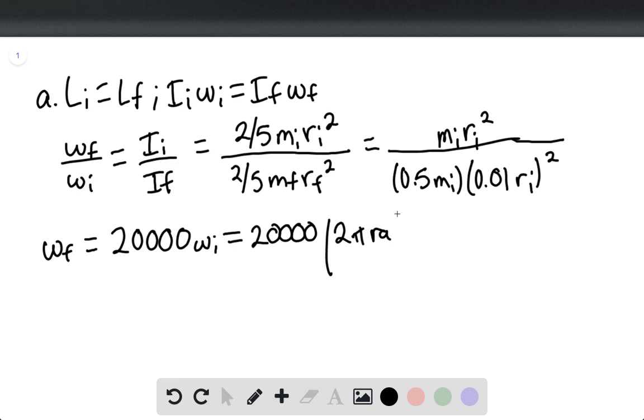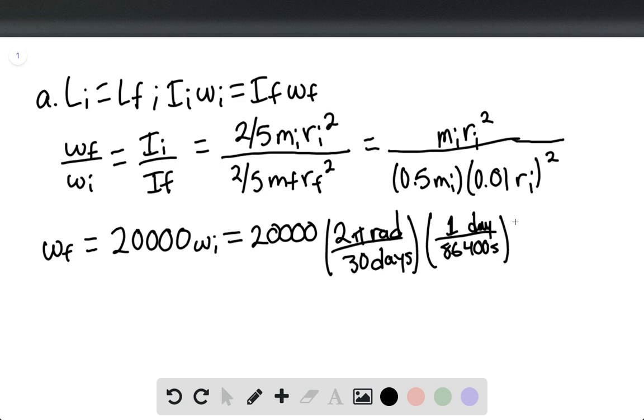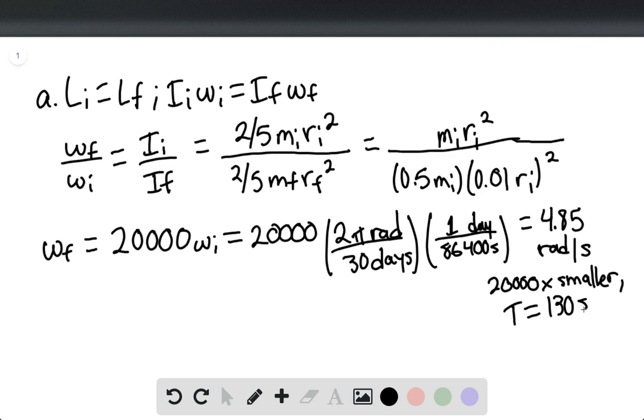2 pi radians for every 30 days times 1 day for every 86,400 seconds. And we find that this is going to be equal to essentially 4.85 radians per second. And this is going to be essentially 20,000 times smaller. So the period is going to be equal to approximately 130 seconds.